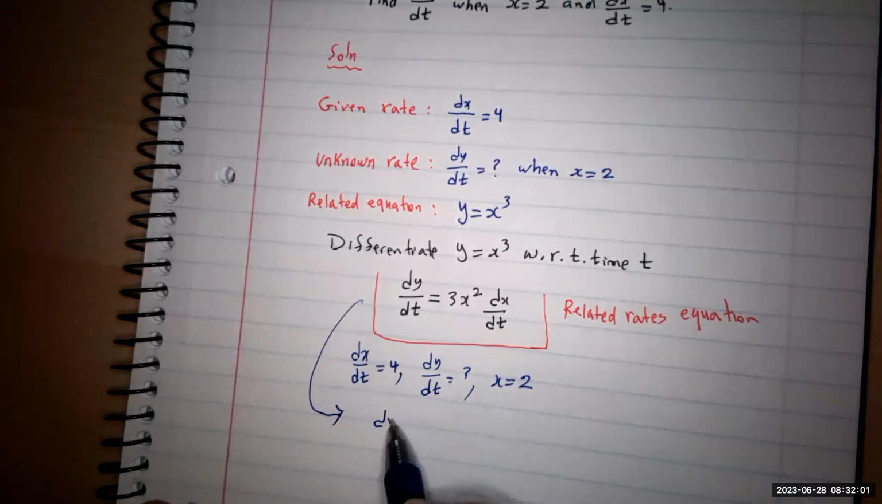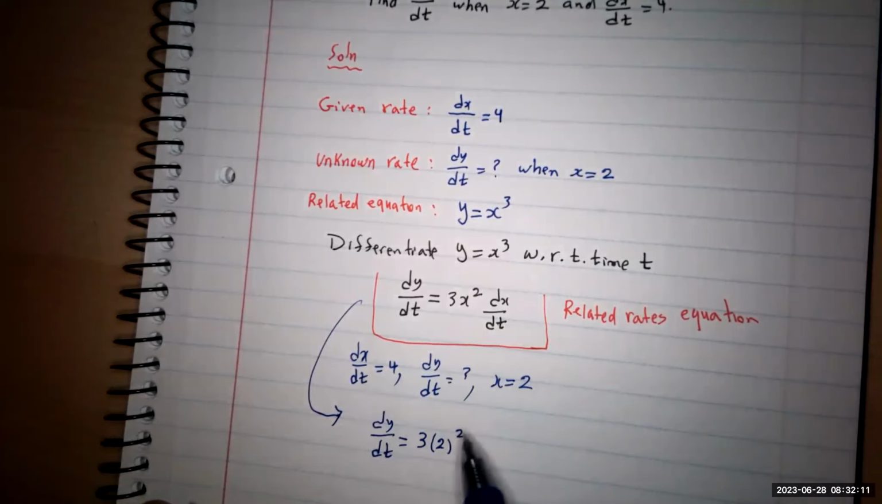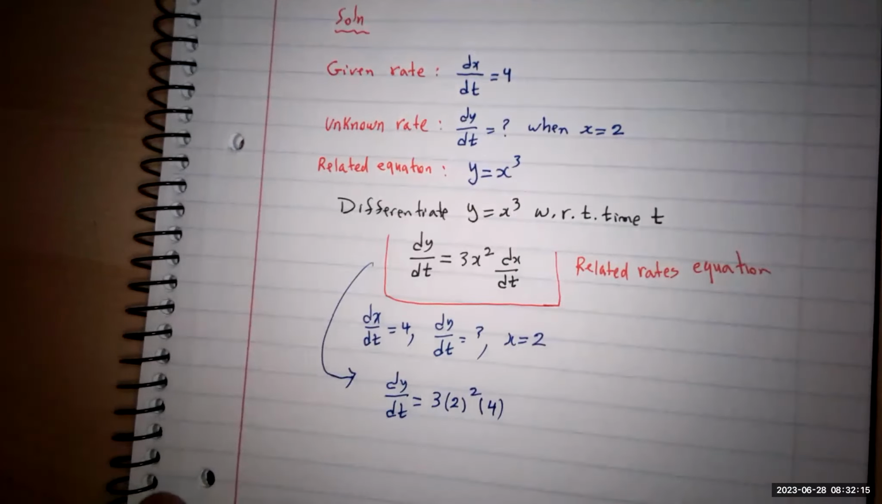So that's it. dy/dt is going to be equal to 3x squared. 3 times what is x? x is 2. 3 times 2 squared, times dx/dt. dx/dt is 4. That's it. So simplify, then you're done.